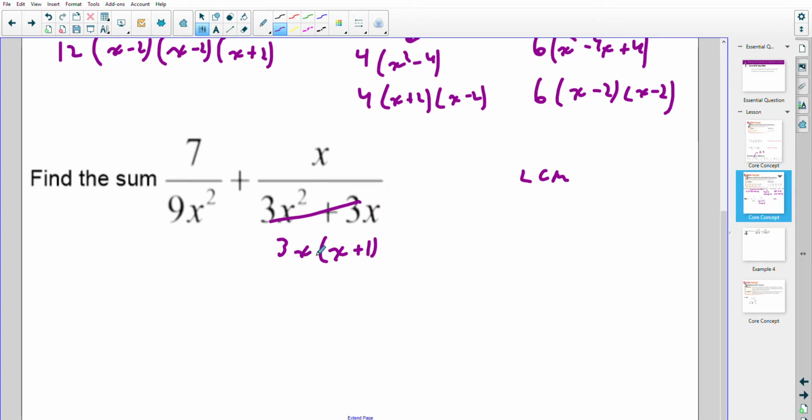You can see that there's going to be a 9. 3 goes into 9 an even amount. And then there's going to be an x squared because x goes into x squared. And then what's left over is x plus 1. So now what you know is what you have to multiply by in order to have the same denominator. So I want to multiply by x plus 1 on the top and the bottom. And I want to multiply by, let's see, it's going to be 3x on the top and the bottom.